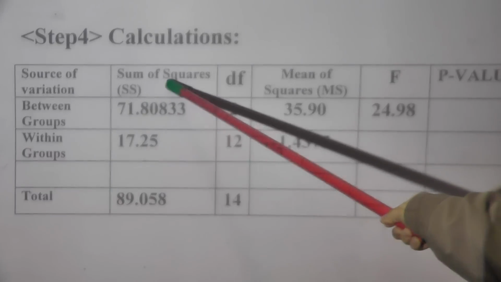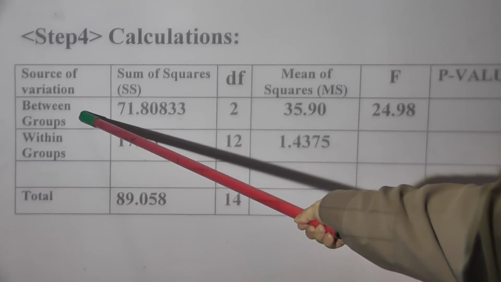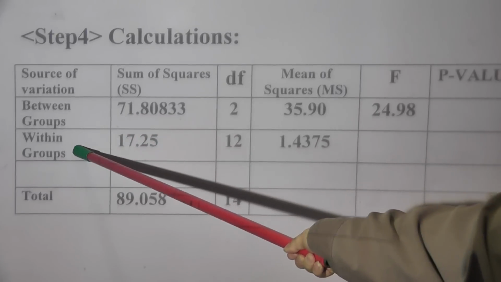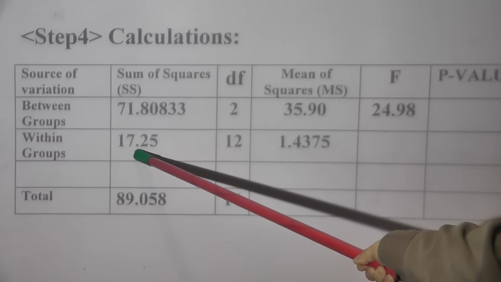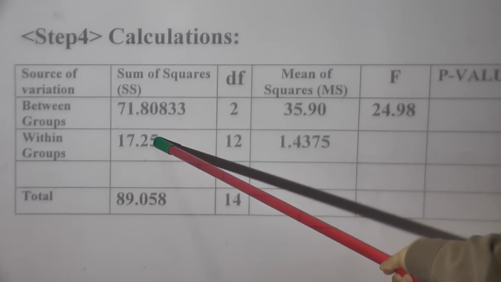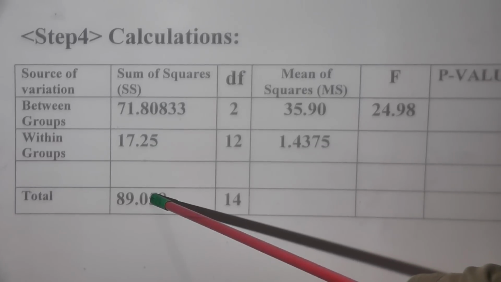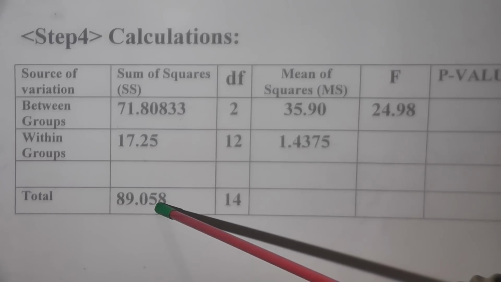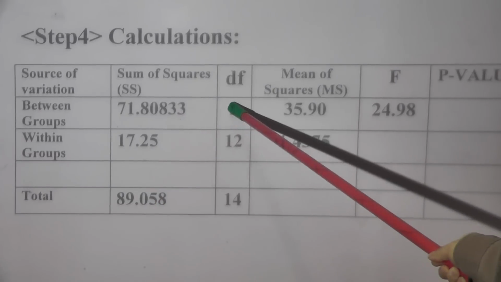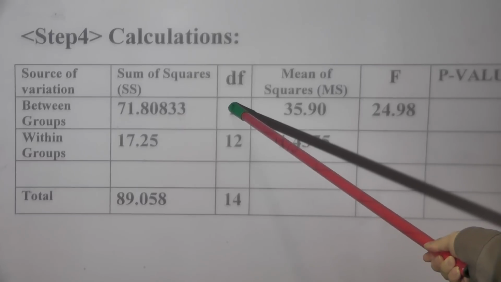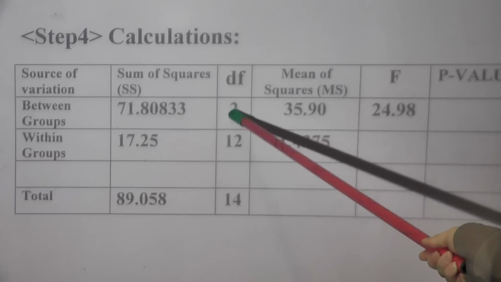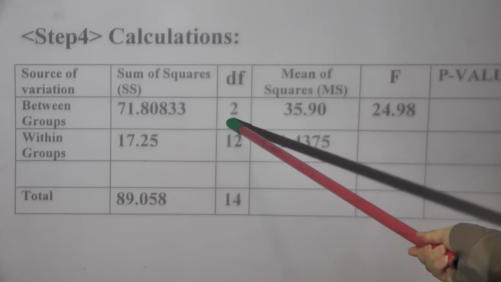Now, sum of squares between groups is what? 71.8. And within the group is what? 17.25. Okay? And these 2 numbers add up to 89.58. And what's the degree of freedom between groups? The degree of freedom is I minus 1. I is 3 population group, minus 1 is 2. So degree of freedom is 2.